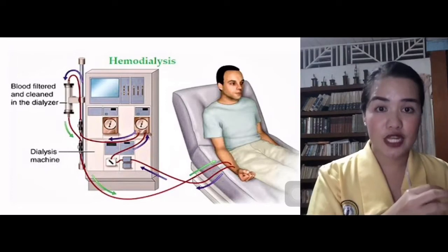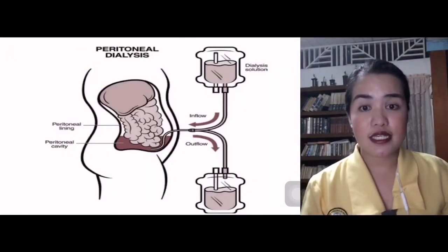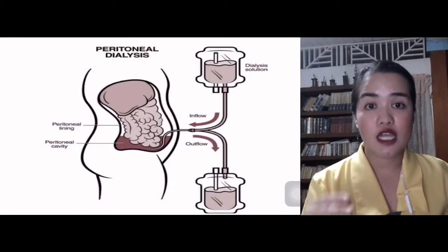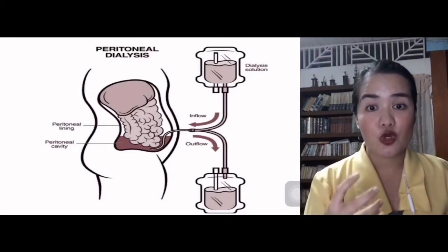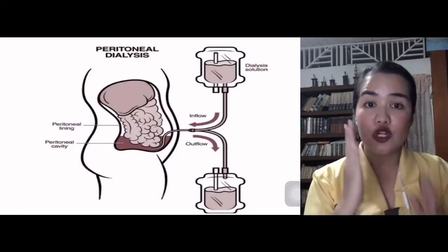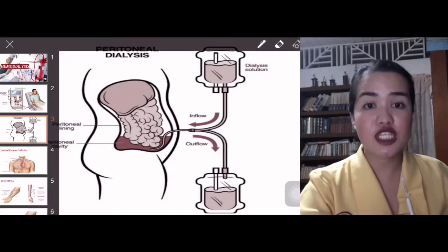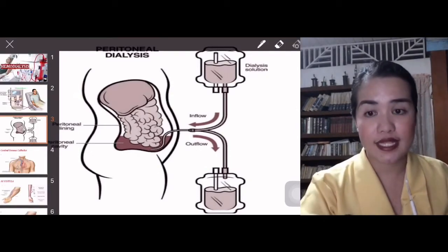the patient for circulation. Peritoneal dialysis, on the other hand, uses the peritoneum in the abdomen as the semipermeable membrane that will filter out the toxins from the blood. In this video, we're going to focus more on hemodialysis.